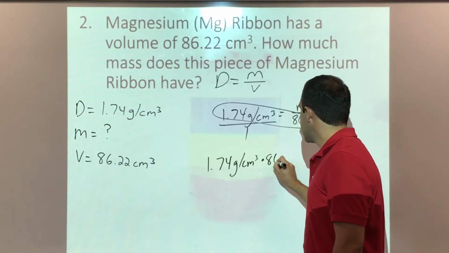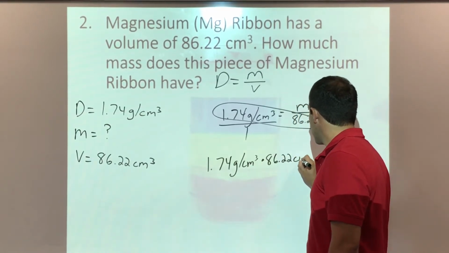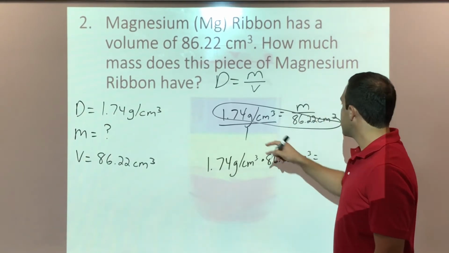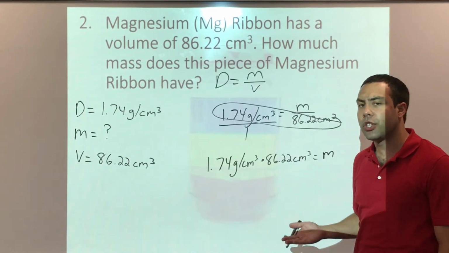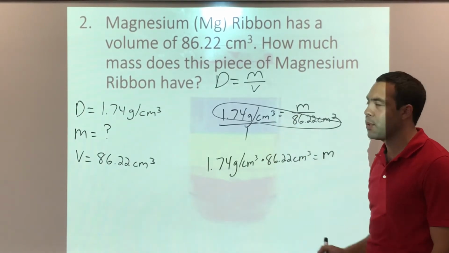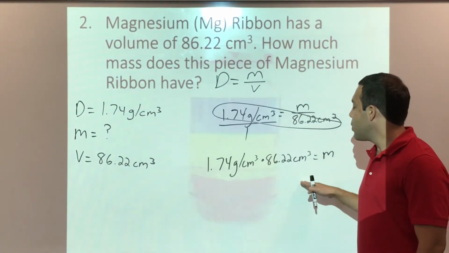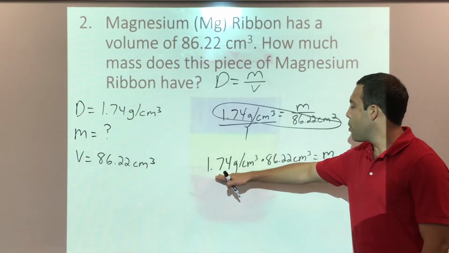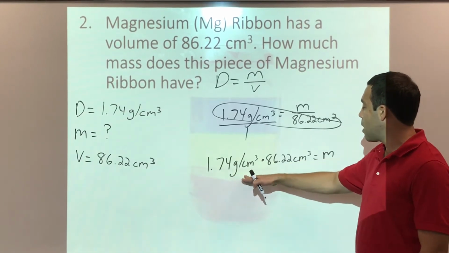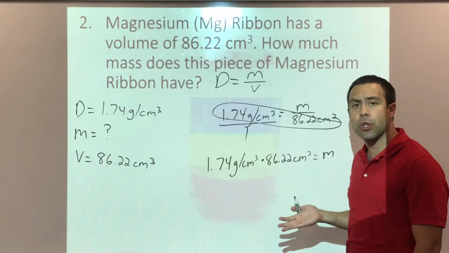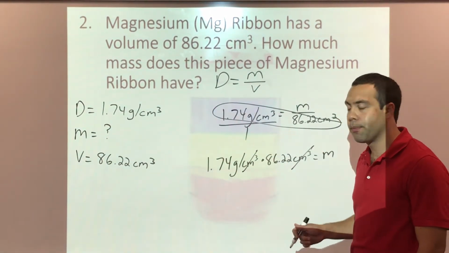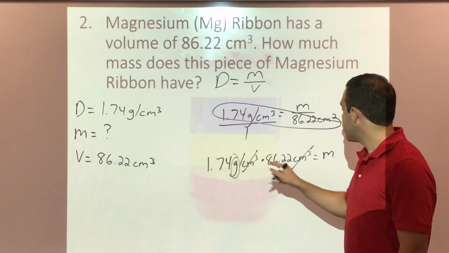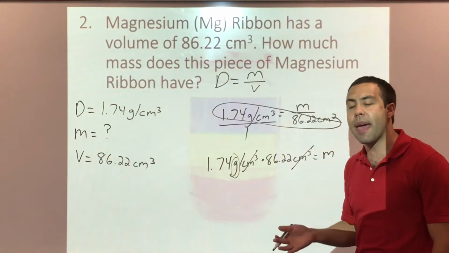So let's rewrite that, 1.74 grams per cubic centimeter times 86.22 cubic centimeters equals mass times 1. Once again, anything times 1 is just going to be that number, so we don't have to write that times 1. Before we do any multiplication, the cubic centimeters and cubic centimeters cancel out.